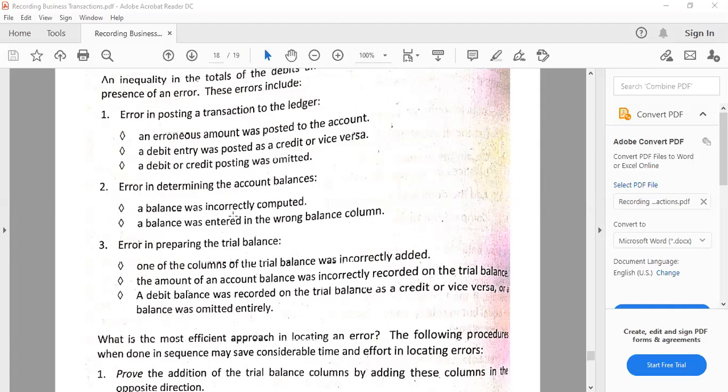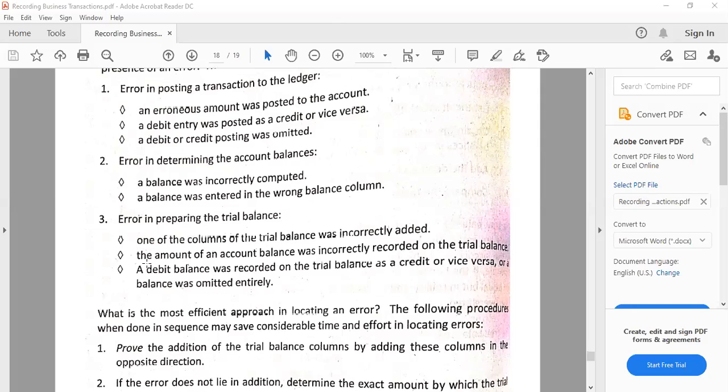Next, error in determining the account balances. So the balance was incorrectly computed. There were errors in the calculation, or we placed the balance, and this is something also that I had not mentioned a while ago, that a balance was entered in the wrong balance column. Let's say cash should be debit, you place it on the credit, that's going to be wrong. Or revenue is credit, you place it on the debit. Withdrawal should be debit, you place it on the credit, and those situations.